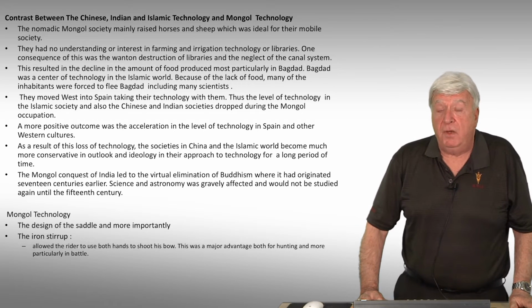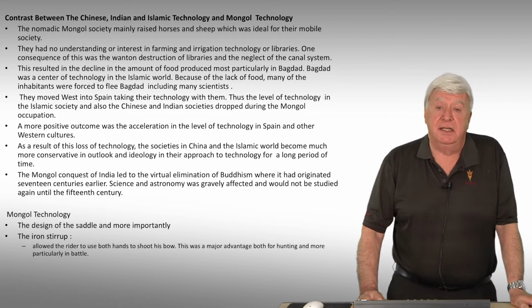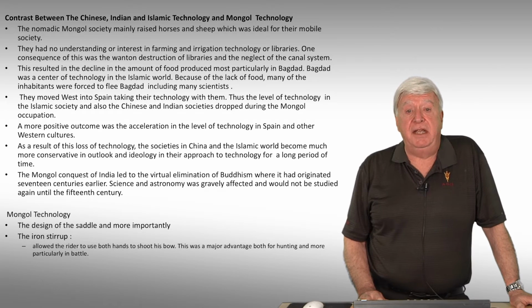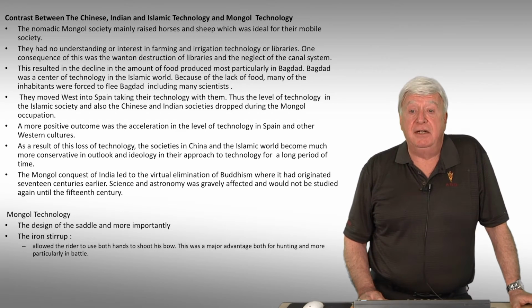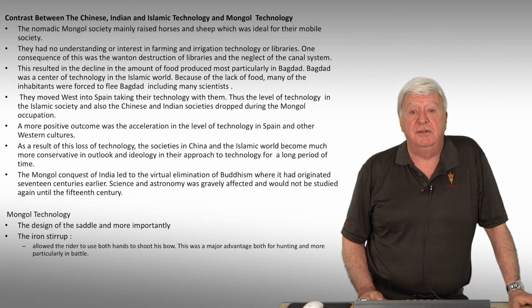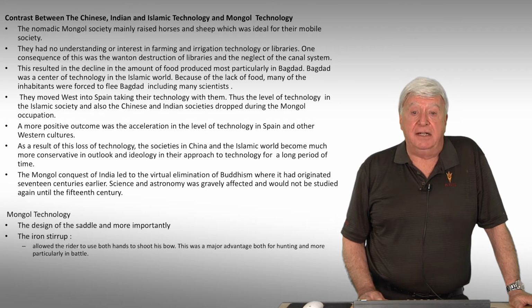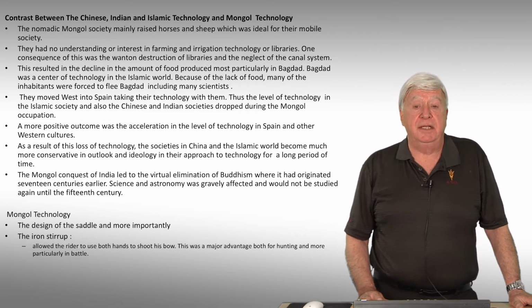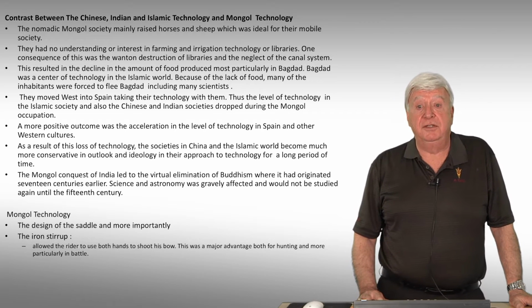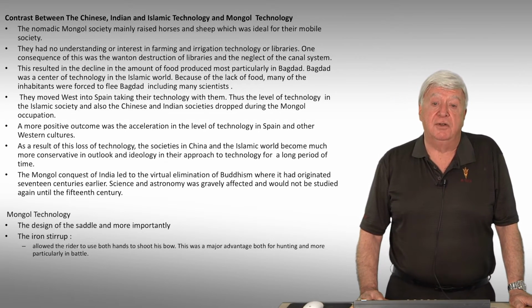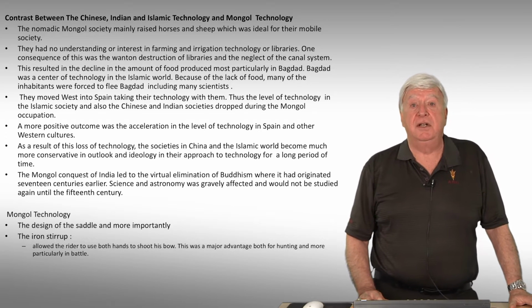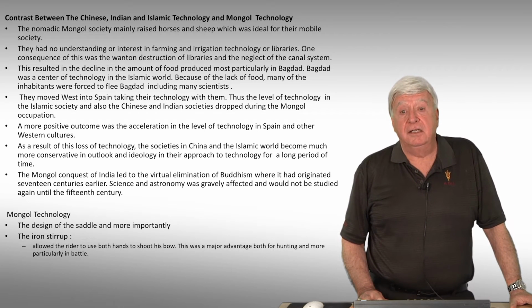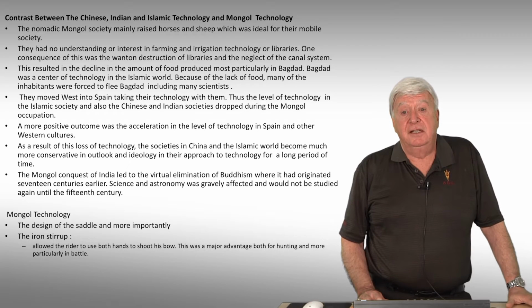The Mongol conquest of India led to the virtual elimination of Buddhism where it had originated 17 centuries earlier. In 1194, the great center of learning at Benares was attacked, and numerous monuments as well as books, records, and probably an observatory was destroyed. Science and astronomy was gravely affected and would not be studied again until the 15th century, so that's quite a delay.